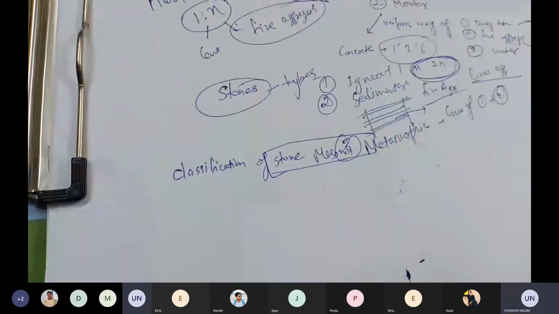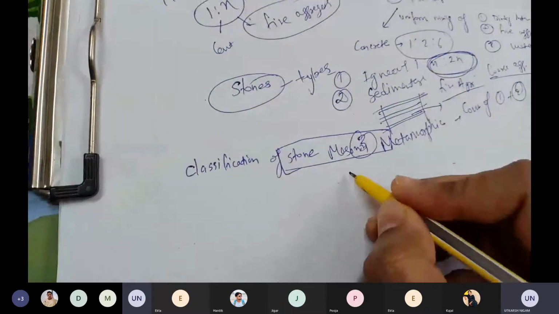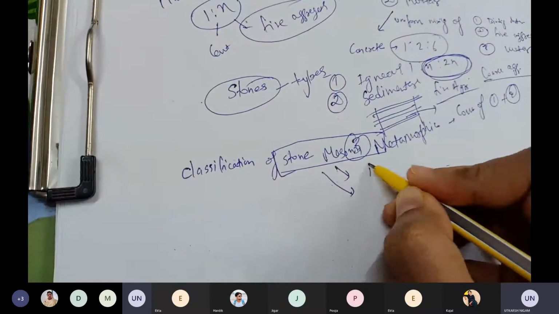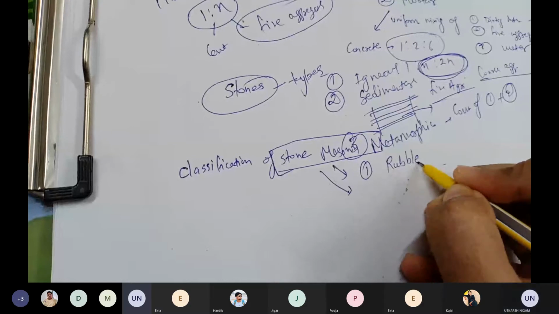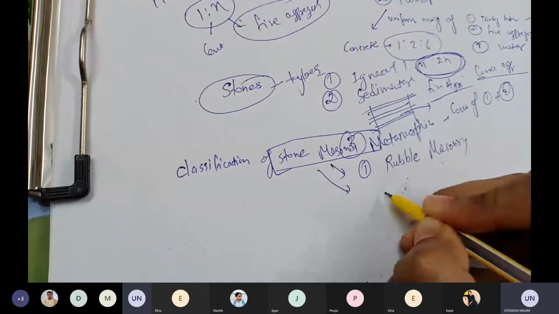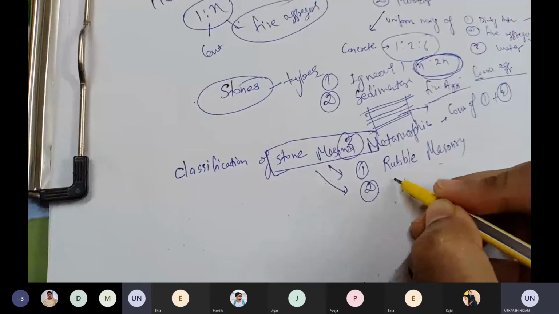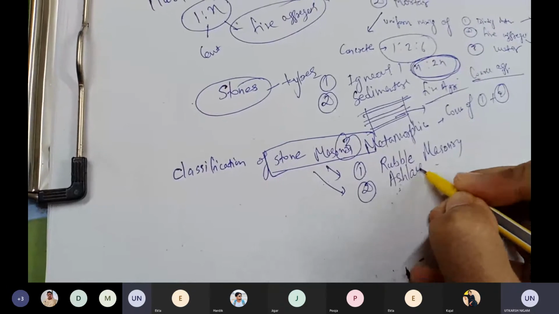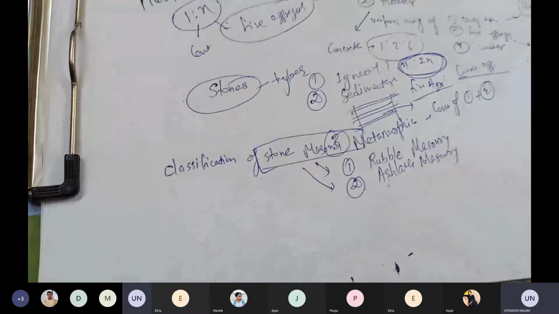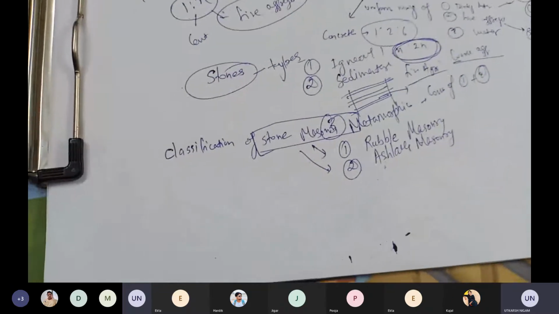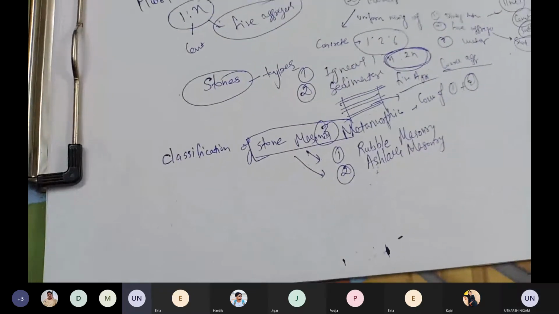Classification of stone masonry is very much important. Only two types of classification are there. The first one is the rubble stone masonry, and the second one is the ashlar masonry.